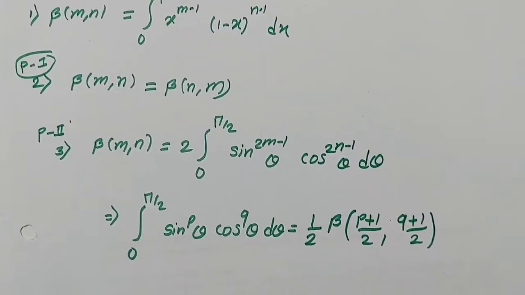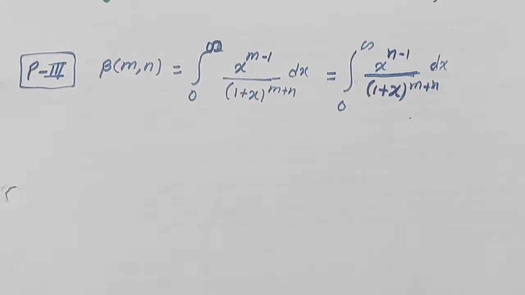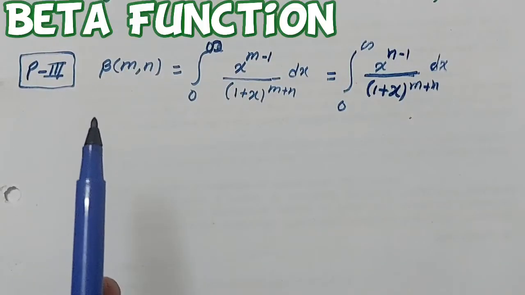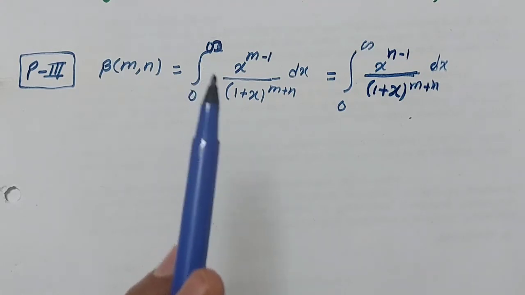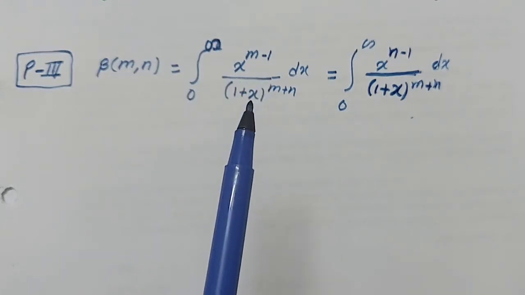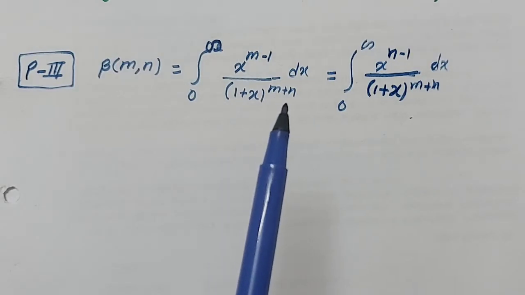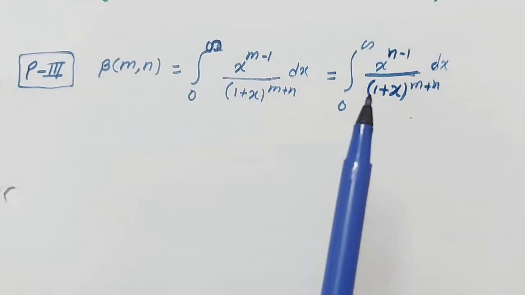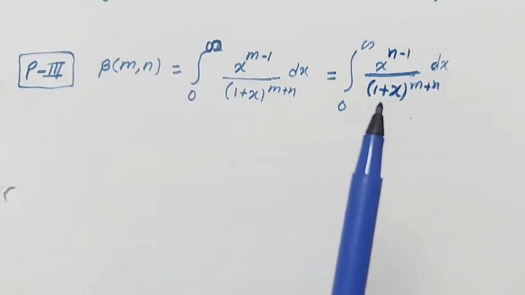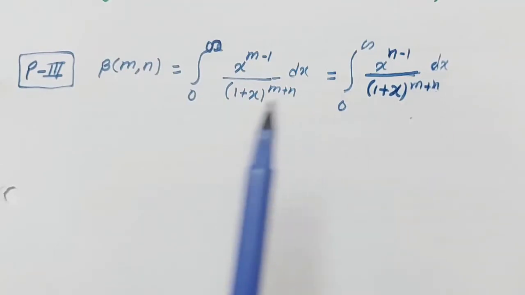Now in this lecture we discuss the third property of beta function. Here the third property of beta function is beta of m comma n is equal to integral 0 to infinity x raised to the power m minus 1 divided by 1 plus x raised to the power m plus n dx is equal to integral 0 to infinity x raised to the power n minus 1 divided by 1 plus x raised to the power m plus n dx.